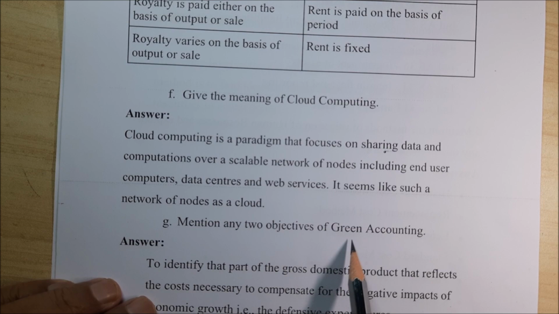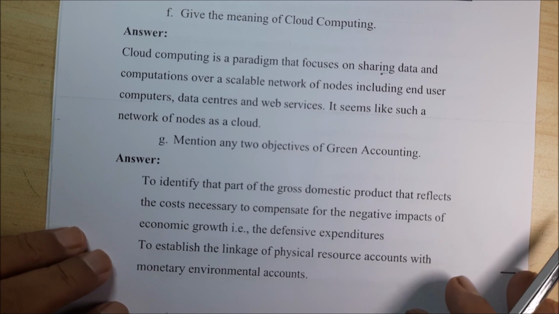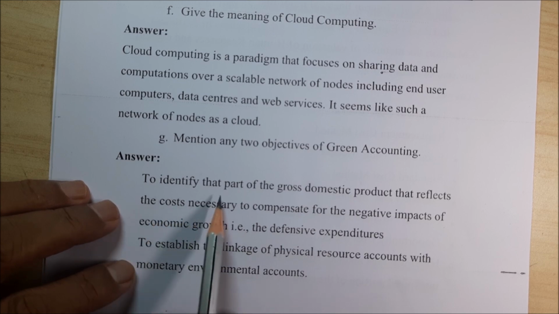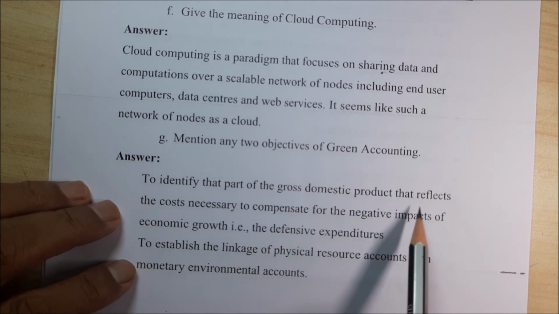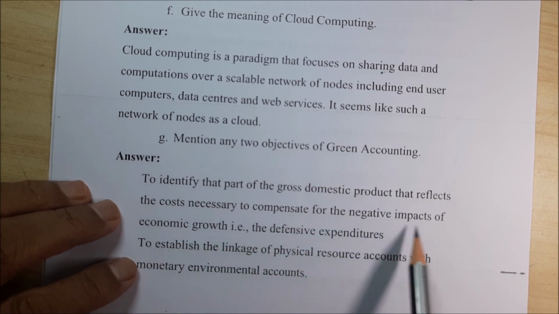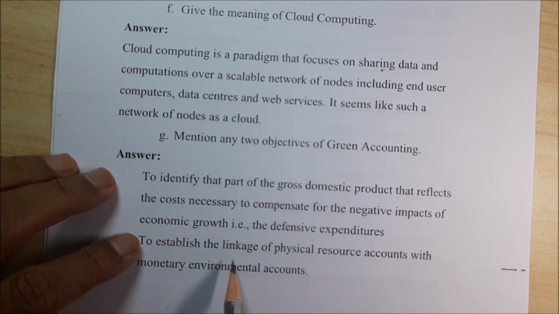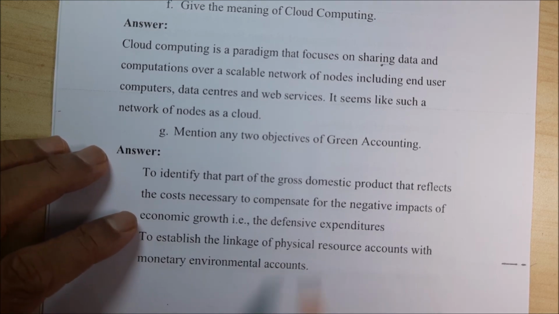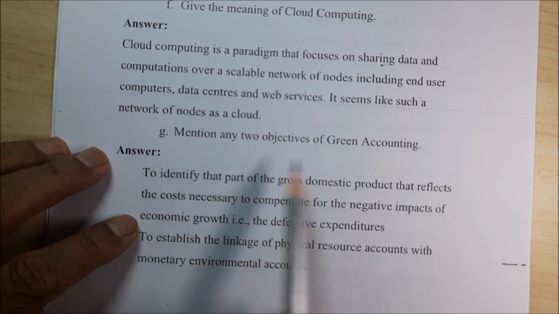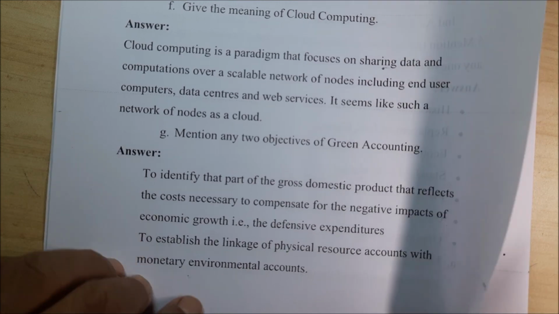Mention any two objectives of green accounting. Wastage of paper should be avoided, right? Then it is called eco, or green accounting. To identify that part of the gross domestic product that reflects cost necessary to compensate for the negative impact of economic growth, that is, defensive expenditures, right? To establish the linkage of physical resource accounts with monetary environmental accounts. That is the objective of green accounting.